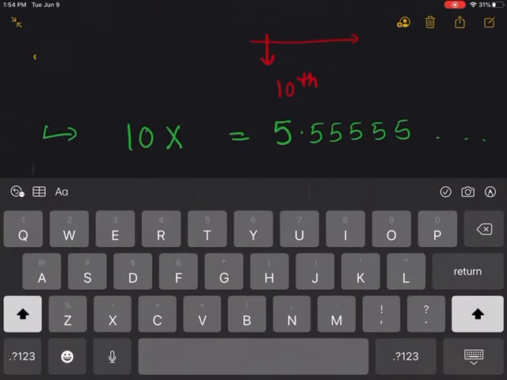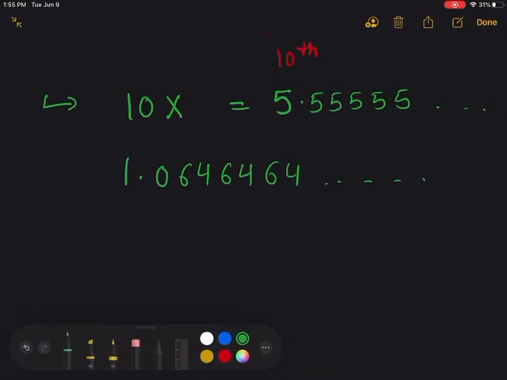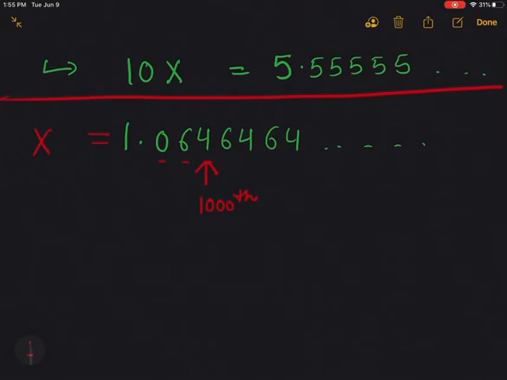Let's say I have 1.06464, and so on. First step, I'll set this equal to x. Next, let's figure out the repeating pattern. So I see 0, 6, 4, 6. It means right after this number, it repeats itself. So what is the place value for that last number? It's the 1000th place. So since it's the 1000th place, I would multiply both sides by 1000.